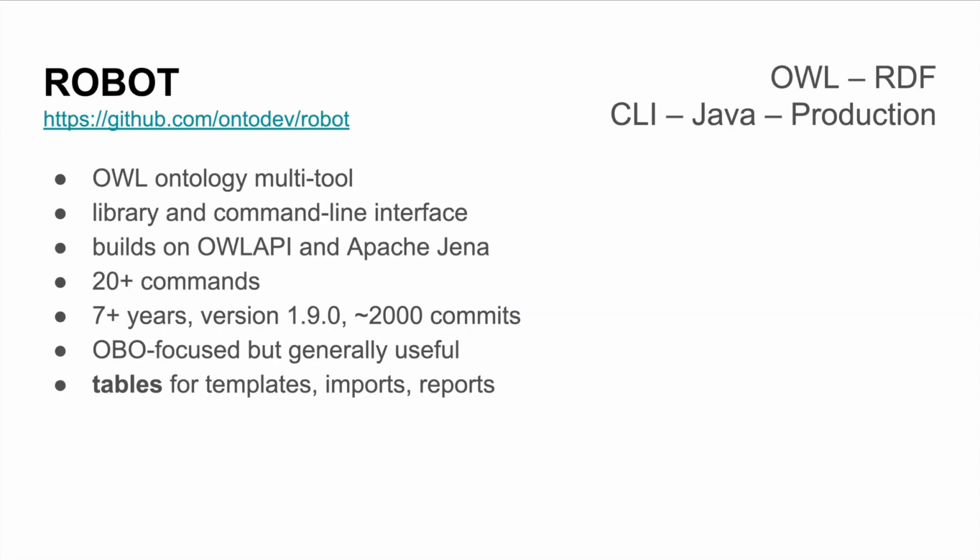Robot is the tool that is kind of the flagship of the OntoDev suite. It's been around for more than 7 years. It's got more than 2,000 commits from a thriving open source community. Robot is focused on ontology development, automation, especially for the open bio-ontologies community, but it's generally useful for any OWL project. And Robot does also use tables for different things, such as term templates, imports, and reports.